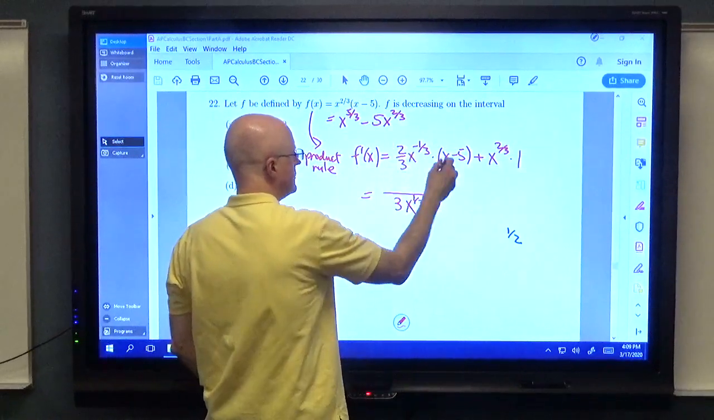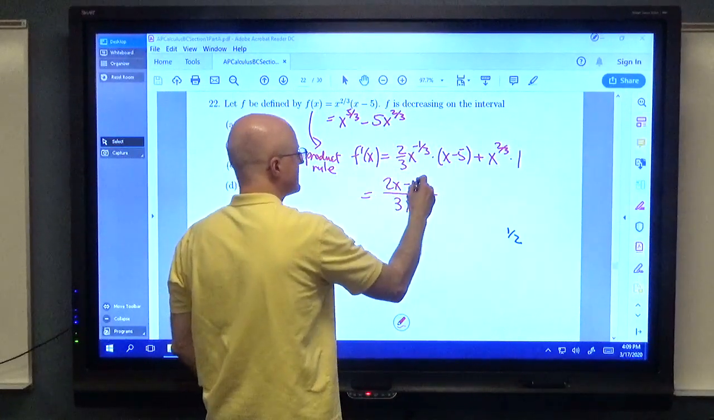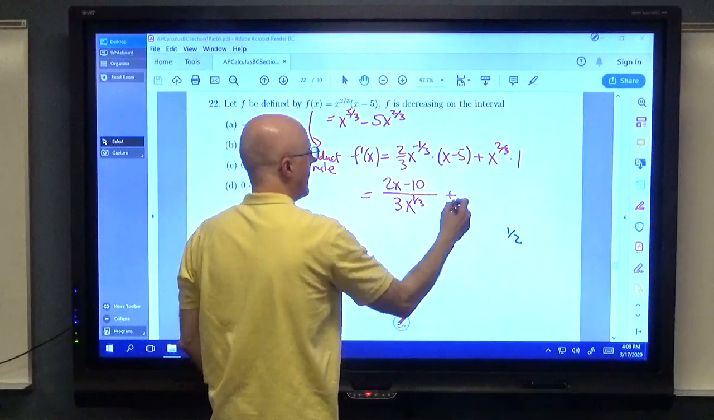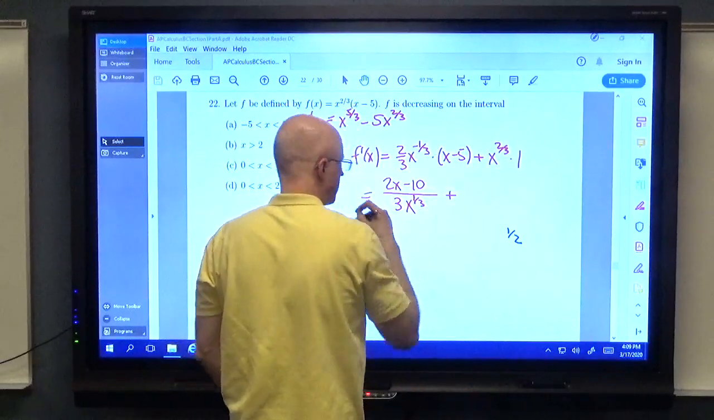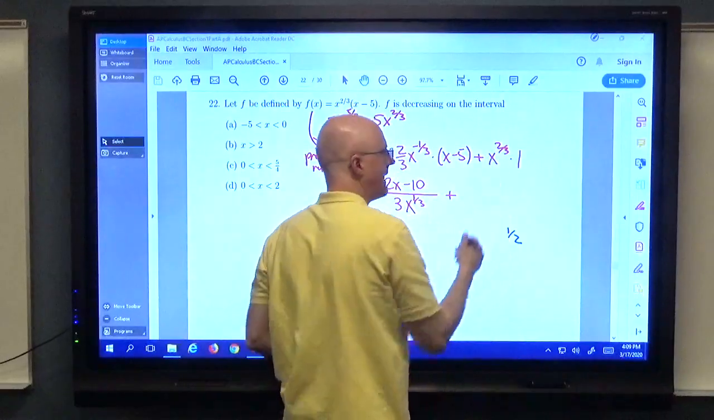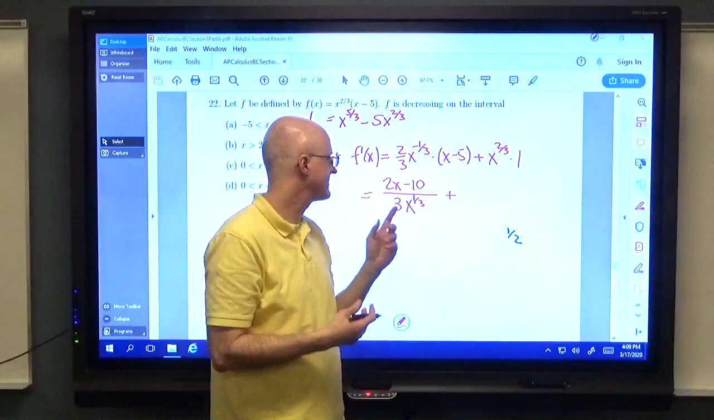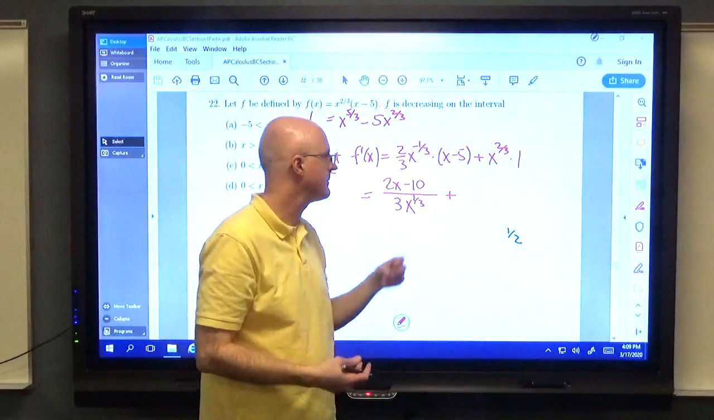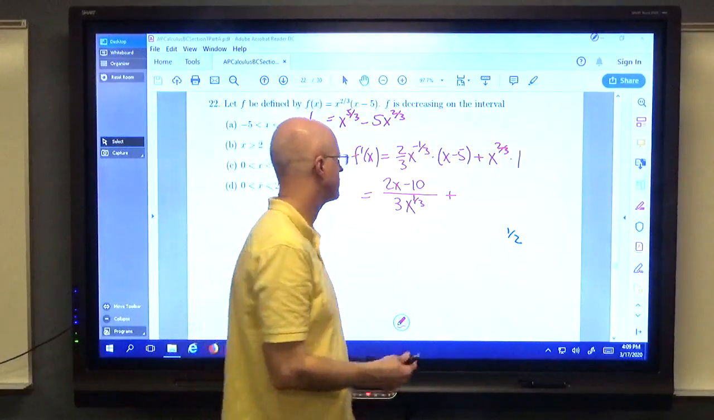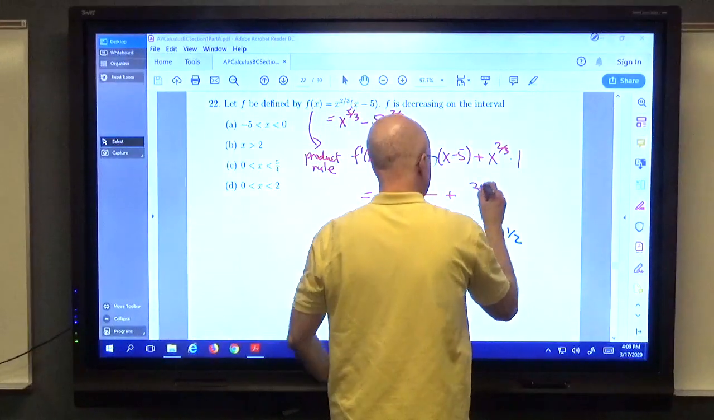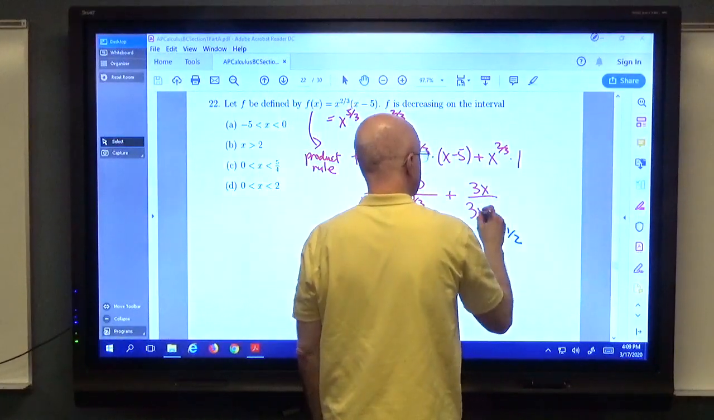On top, the 2 times x minus 5 will be a 2x minus 10. And then with the second one, I need to get that common denominator, so I need to multiply this thing by 1 in a disguised form. The disguised form would be with the common denominator in the top and the bottom, 3x to the 1/3 divided by 3x to the 1/3. That'll give me 3x over 3x to the 1/3.